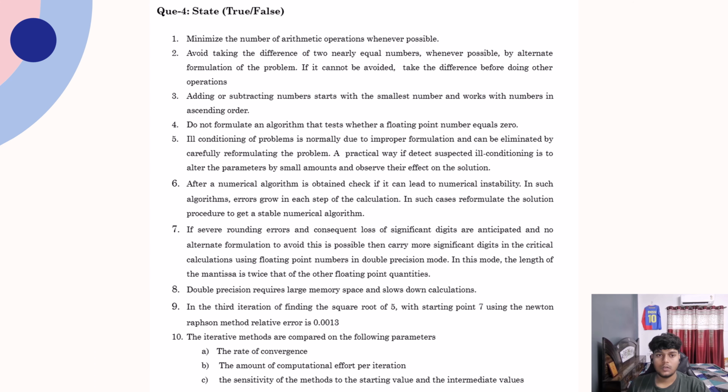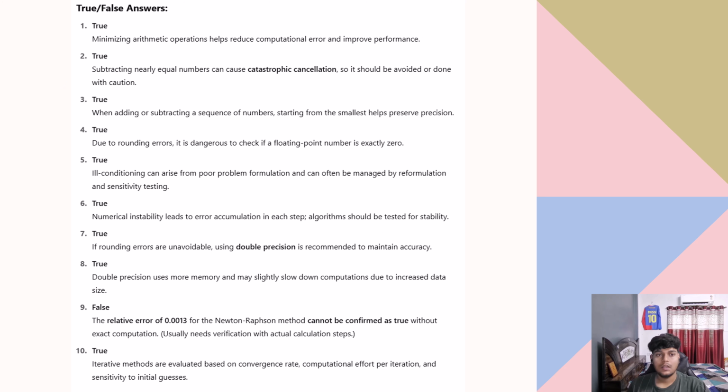So let's come to our last question, true and false. Let's solve this. The answer of the first one is true, as minimizing arithmetic operations helps reduce computational error and improve performance. Second one is also true. Subtracting nearly equal numbers can cause catastrophic cancellation, so it should be avoided or done with caution. Number third is also true. When adding or subtracting a sequence of numbers, starting from the smallest helps preserve precision.